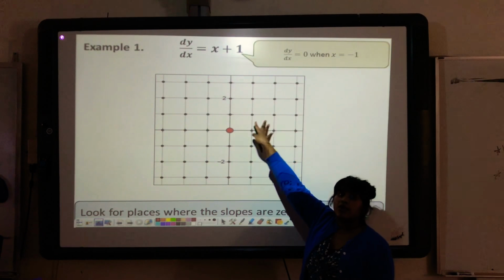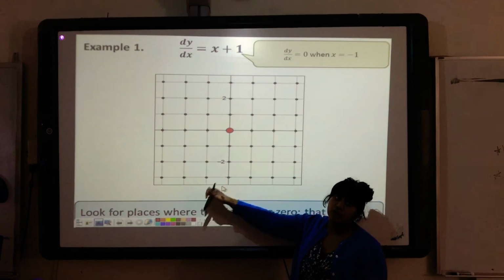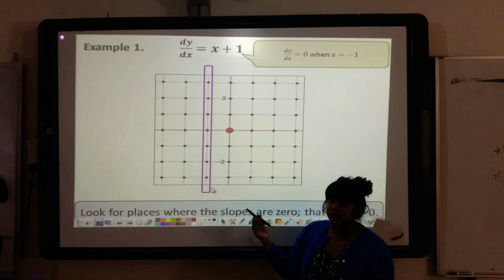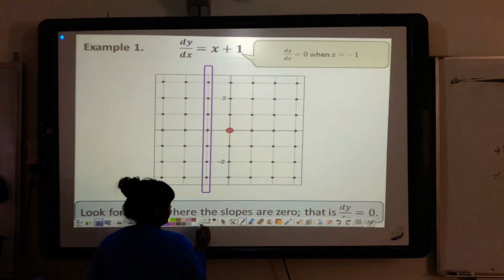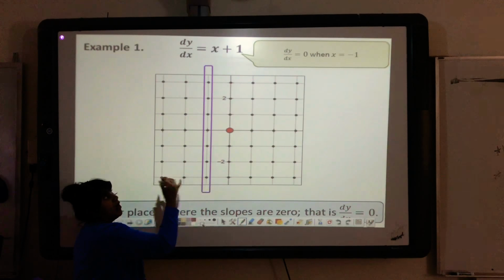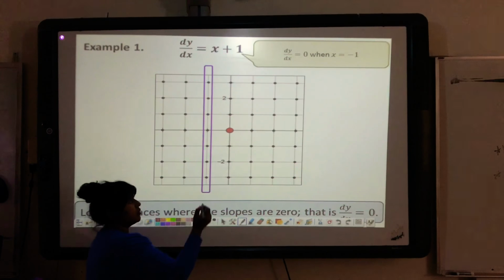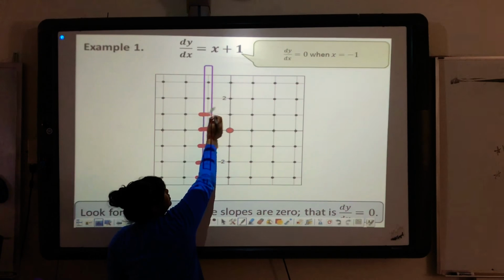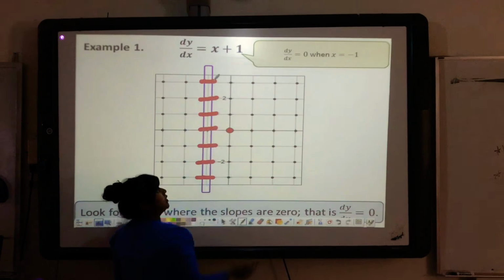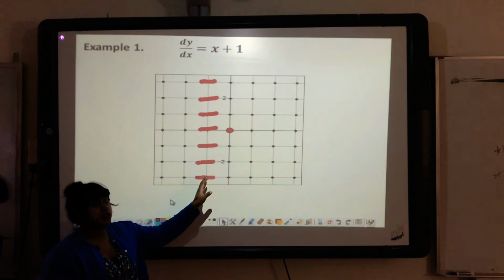So where is that on this graph? X equals negative 1. Is that not this vertical line right here? It absolutely is. So at x equals negative 1, I'm going to make it a little thicker, we're going to draw our slope field right there. We know our slope, dy/dx, is equal to 0. So that means each point right here just looks like this.